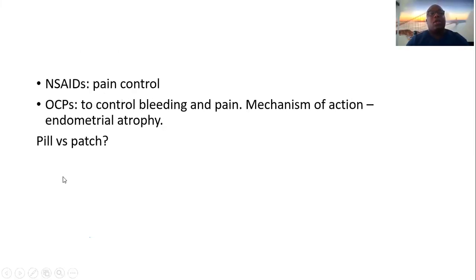Okay. And then we have NSAIDs. These are medications like Brufen, diclofenac. They are given for pain control. Especially in combination with the tranexamic acid, they also help in reducing bleeding. We have the combined pill. The combined pill works by causing endometrial atrophy, and this helps to control both bleeding and pain. And this can be taken either as the normal pill that we give our patients, or even the patch, commonly known as the EVRA patch.